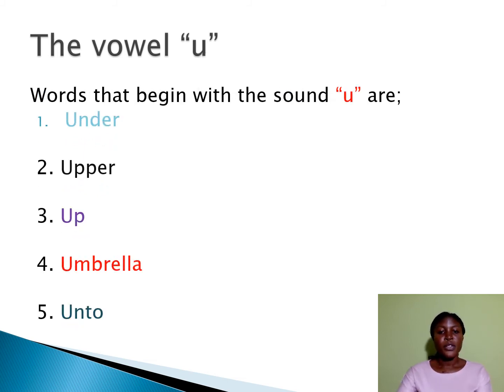Good. Now we're moving on to the vowel which stands for the letter U but sounds U. Words that begin with the sound U are under, upper, up, umbrella, onto. Let's go over the examples again.